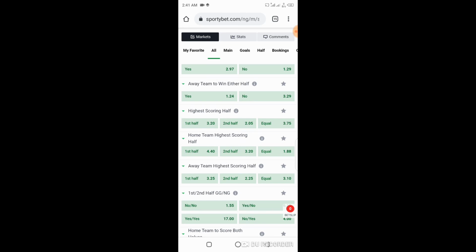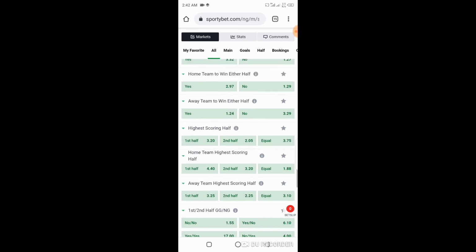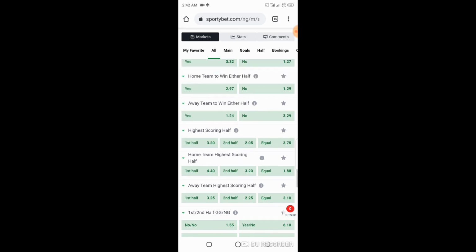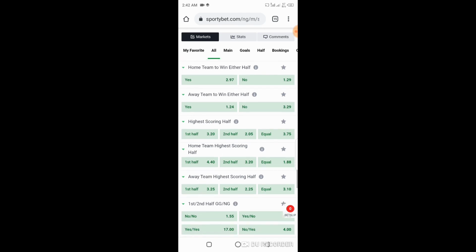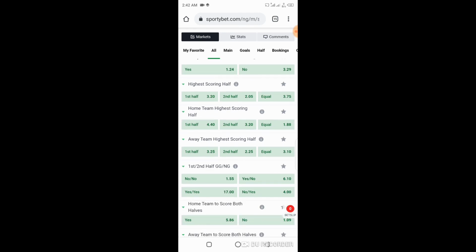And when we talk about equal, that means, for example, they played a 2-2 in the first half, which is four goals, and in the second half they played 3-1. Summing it up, it still remains the same. So the outcome of the game was equal, a draw outcome.